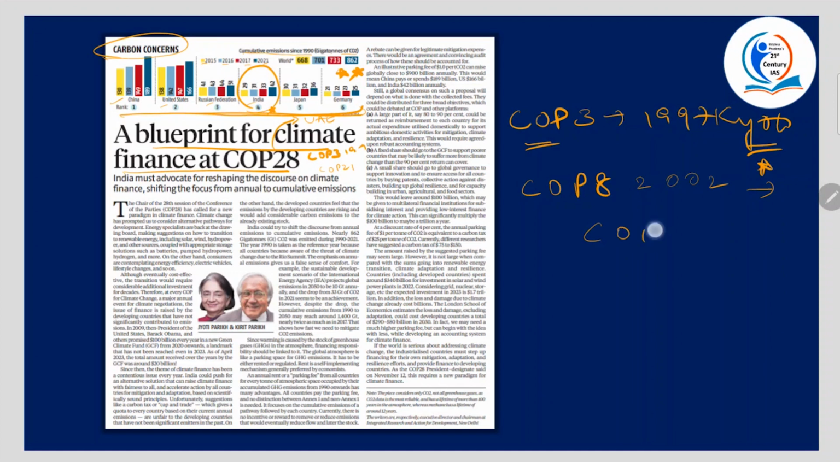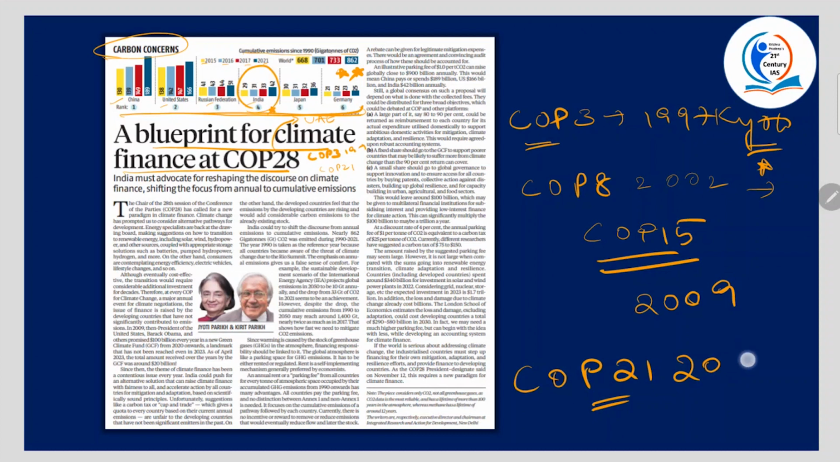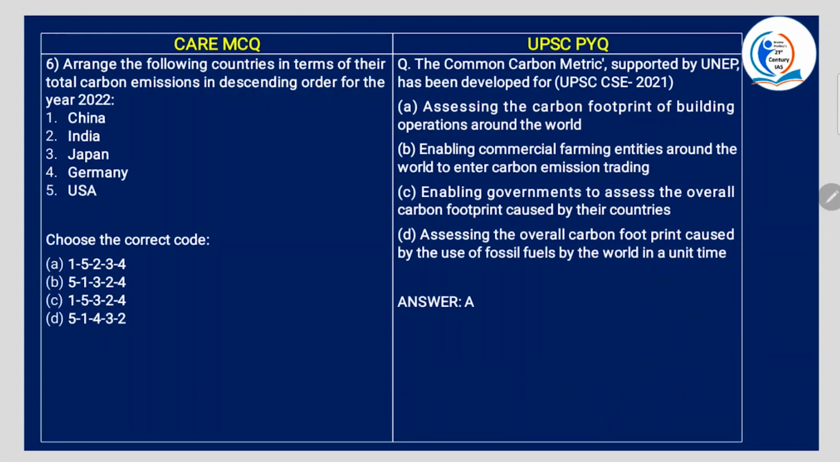And COP15, 2009, Copenhagen Summit. COP21, Conference of Parties 21, was in the year 2015 and it is also known as the Paris Summit. And COP23, it is not 23, 28. It is being held in UAE, United Arab Emirates. Now we'll get into the MCQ.